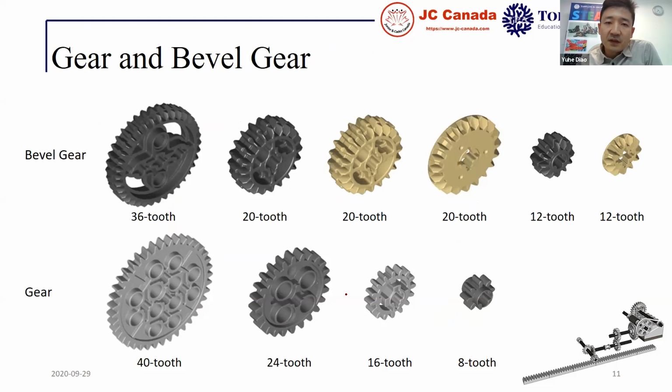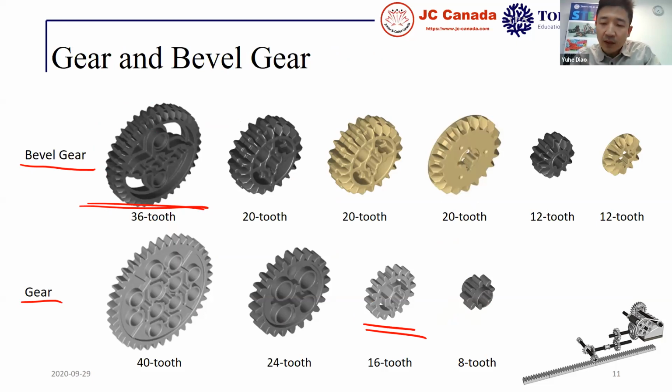And the second thing: different kinds of gears. For these gears, we need to pay attention to two things. First, generally we have two different types: the bevel gear, and just normal gears. Here we have this big one, and this one. You can compare the difference between these two.